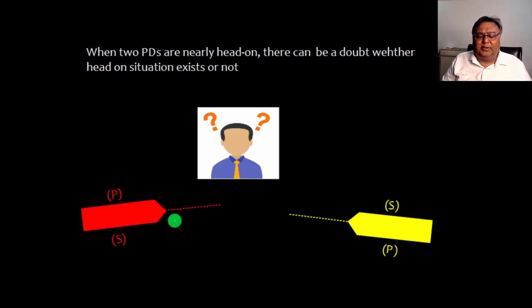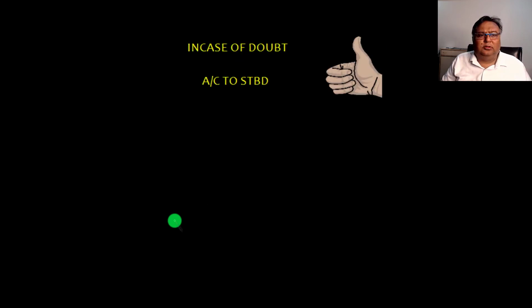So when two power-driven vessels are nearly head-on, there can be a doubt whether the situation exists or not. If there are two power-driven vessels and the courses are not exactly reciprocal, that is the time you might be having doubt, and in case of doubt, assume that this is a head-on situation and take the action accordingly. So what you have to do in case of doubt? Take the action. And what is the action? Alter course to starboard and pass port to port. So you need to alter course to starboard so that you can pass port to port.